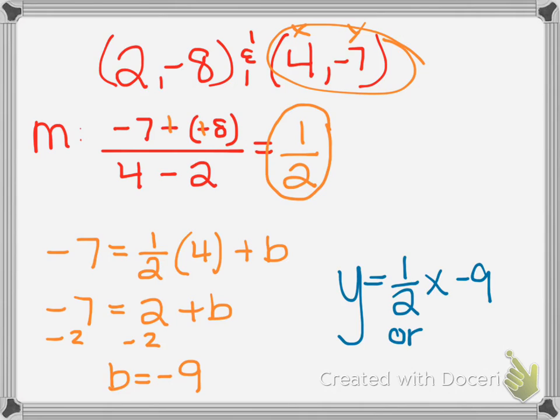Now remember, you can also write it like this. Y equals x over 2 minus 9. These are both the same thing.